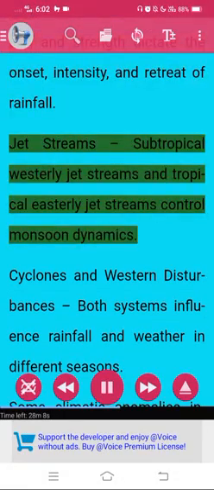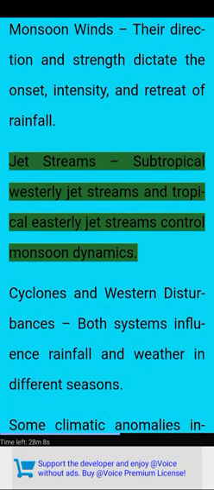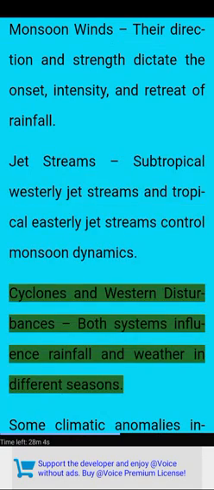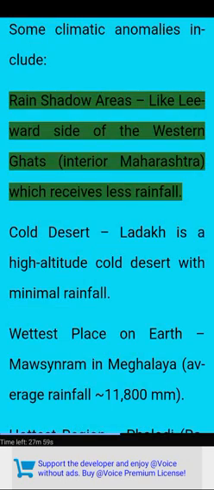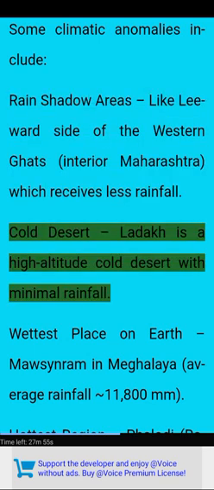Jet streams. Subtropical westerly jet streams and tropical easterly jet streams control monsoon dynamics. Cyclones and western disturbances. Both systems influence rainfall and weather in different seasons. Some climatic anomalies include rain shadow areas, like the leeward side of the Western Ghats, interior Maharashtra, which receives less rainfall. Cold desert. Ladakh is a high-altitude cold desert with minimal rainfall.